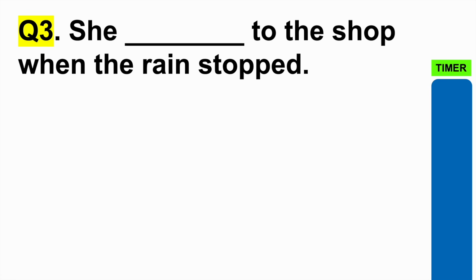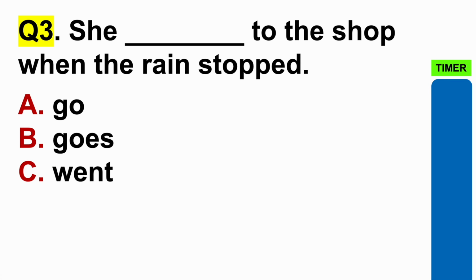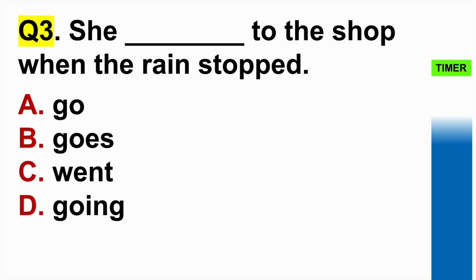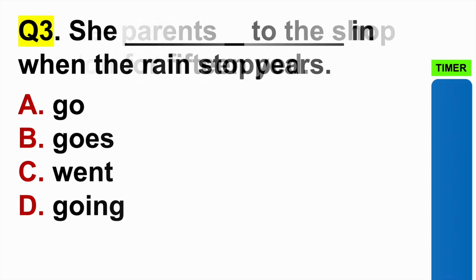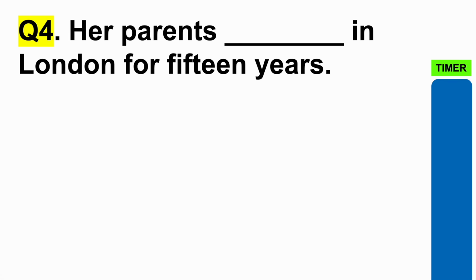English proficiency test question number 3. She blanked to the shop when the rain stopped. Is the correct answer A, go, B, goes, C, went, or D, going? Only one of those words is correct. Fantastic. And you can see how by practicing lots of test questions under timed conditions, it will improve your score during the real test.